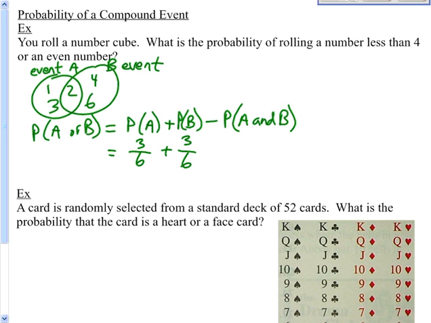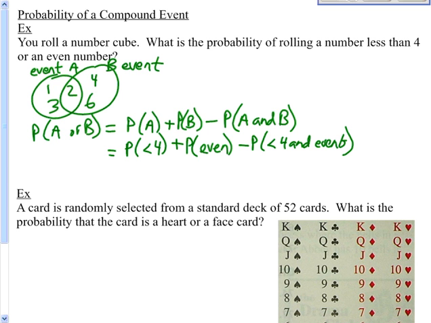So I have to subtract the probability that you are a number less than 4 and an even number. In other words, the probability that you roll a 2. Maybe I should have written this down right here. Sorry, add an extra line here. This is the probability that you have a number less than 4. This is the probability that you are even. And this is the probability that you're less than 4 and even. In other words, this is the probability that you roll a 2.